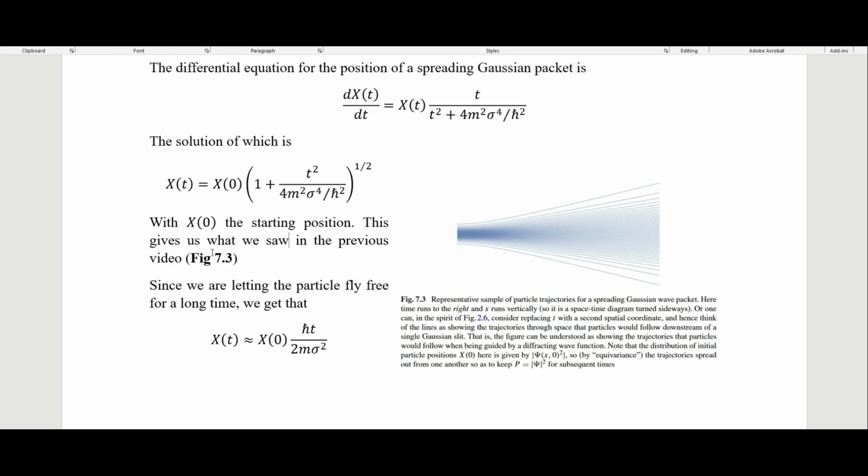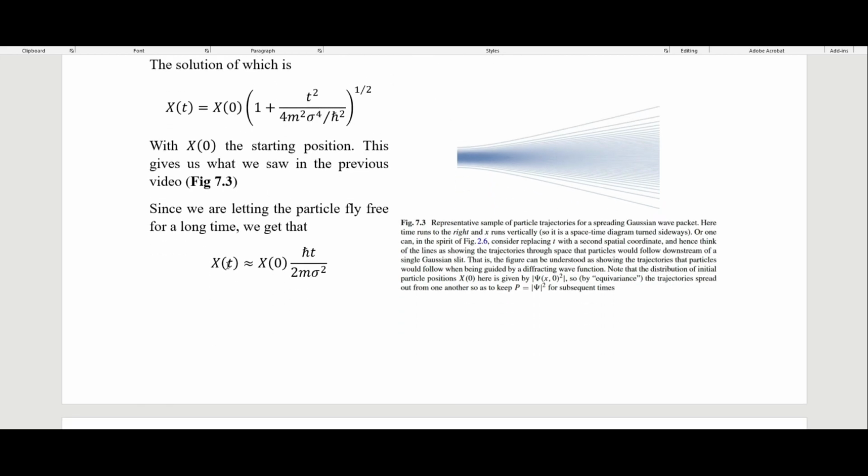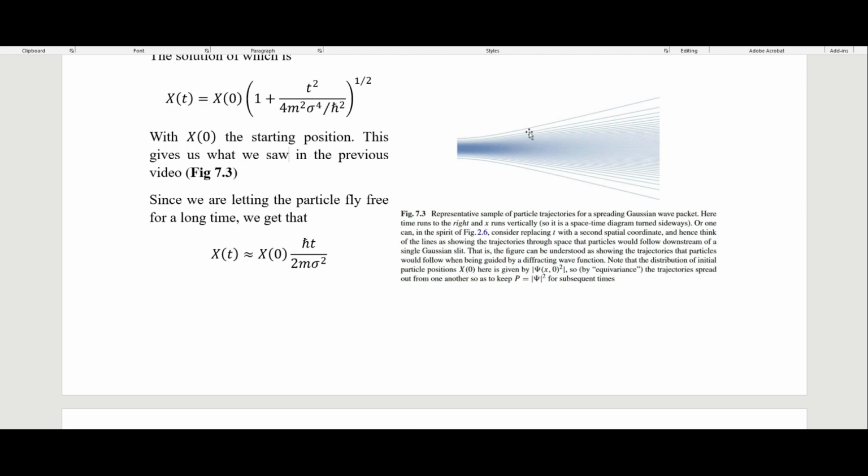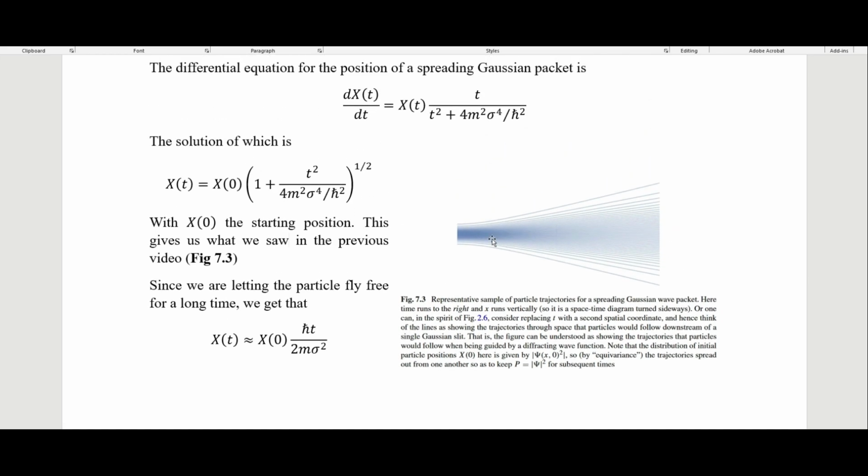So this gives us what we saw in the previous video. This figure right here, which we saw in the previous video, is what that spreading Gaussian is going to look like, where we start with it right here, then it's going to spread out as it goes through space. And since we are letting the particle fly free for a relatively long time, we can get this right here for our function.